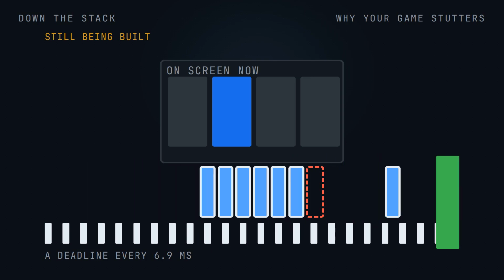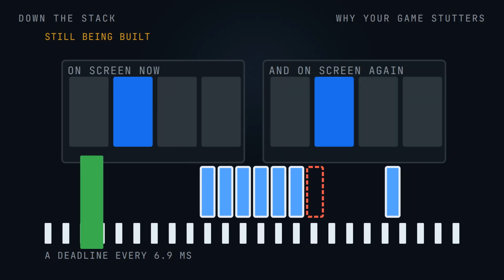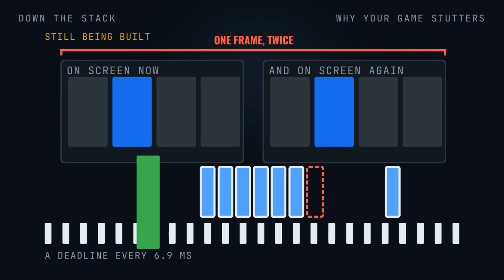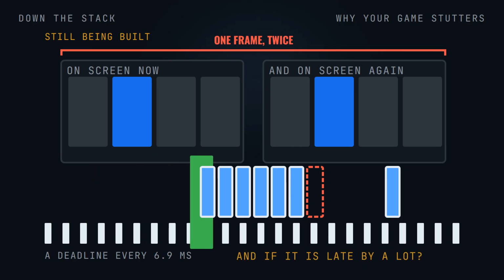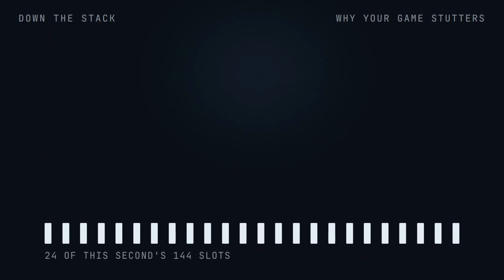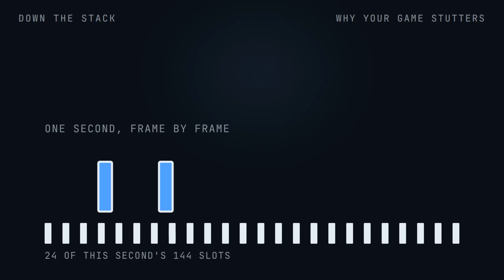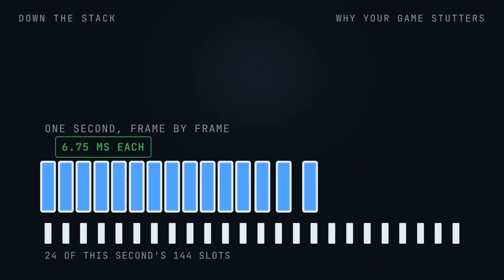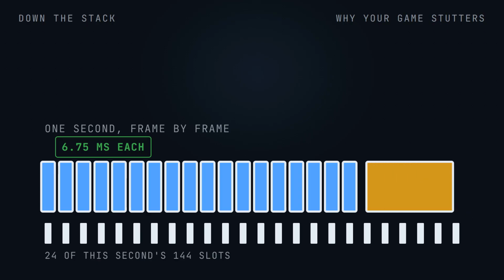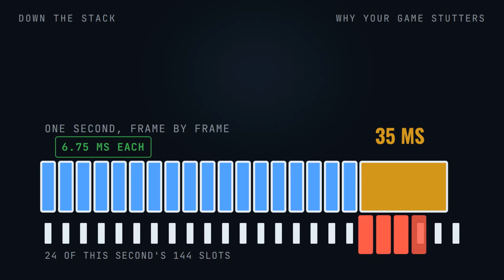That is what a hitch is, not a frame that vanished, but a frame you were shown twice, because its replacement was still being built when the slot came around. A frame that is late by a lot is not shown twice. Here's 1 second of that game, counted honestly. 143 of its frames were quick, about 6 3/4 milliseconds each, every one of them comfortably inside its slot, and 1 frame took 35. 35 milliseconds against a slot of 6.9 is 5 slots gone. So for 5 consecutive sweeps of that panel, the display had nothing new to show and put the same picture up again.